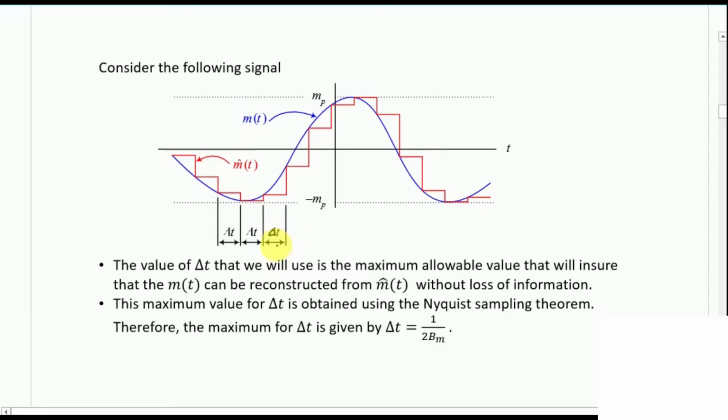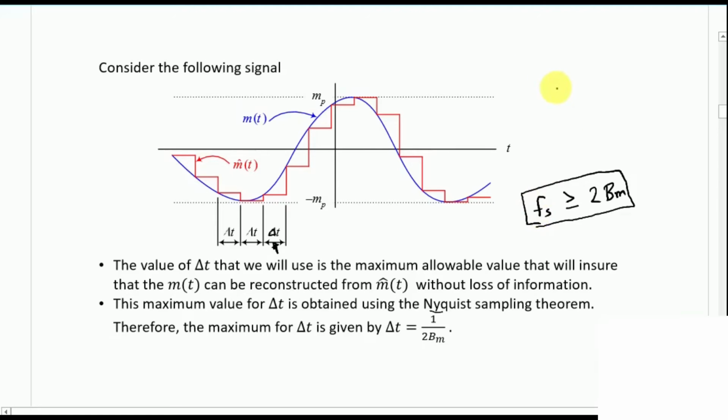Now to understand the range of delta t, we have to follow the Nyquist sampling theorem. And why is it so? It says that in a time domain signal, if you sample at a frequency fs, let me call it fs, greater than or equal to 2 times the maximum bandwidth of the message signal Bm, then you would not lose any information. You can recreate the original signal.